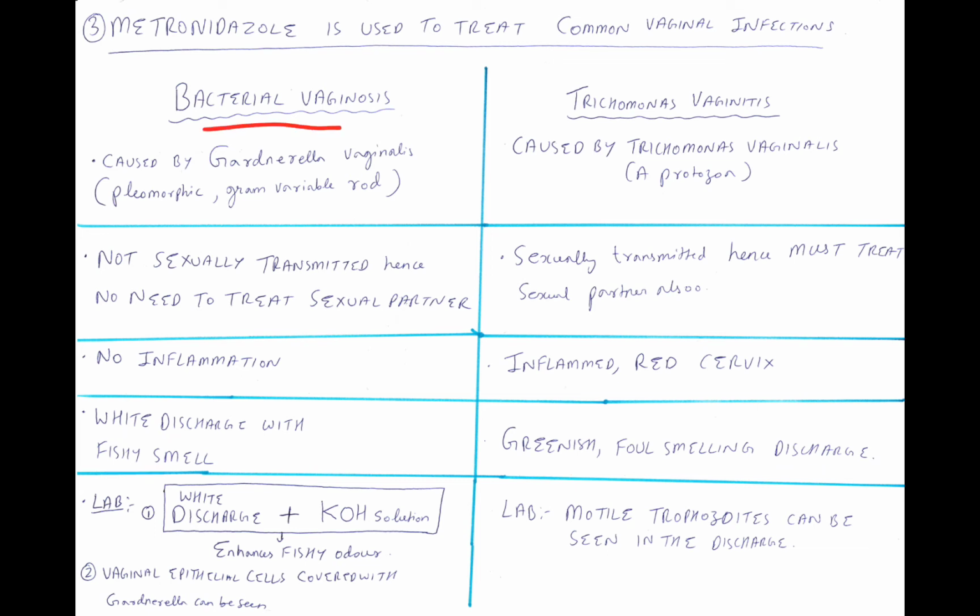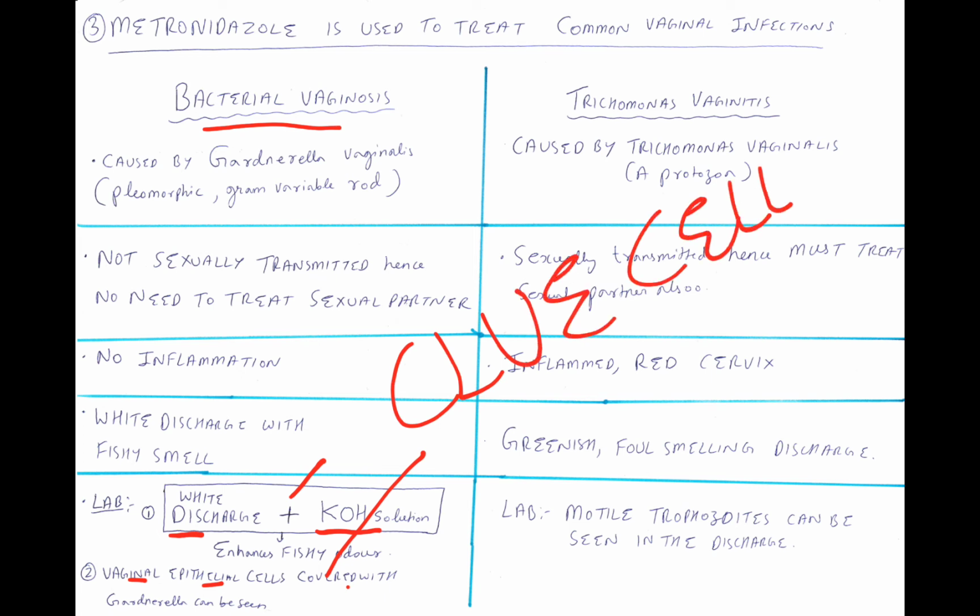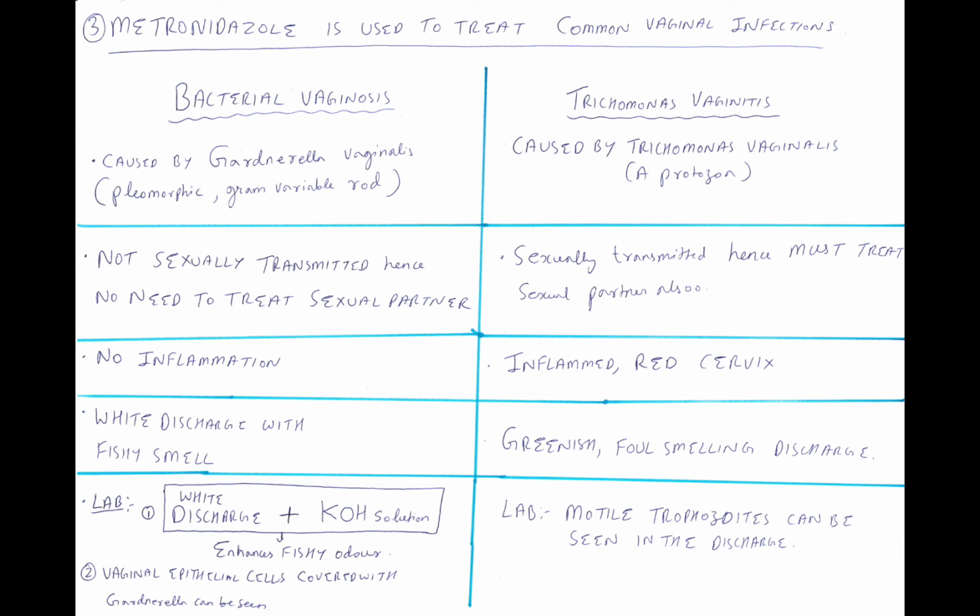In bacterial vaginosis, if you mix white discharge with potassium hydroxide solution, there will be more fishy odor. This test is called amine whiff test. On microscopy, you can also see vaginal epithelial cells covered with Gardnerella. These cells are also called clue cells. In vaginitis, on microscopy, you can see motile trophozoites in the discharge.